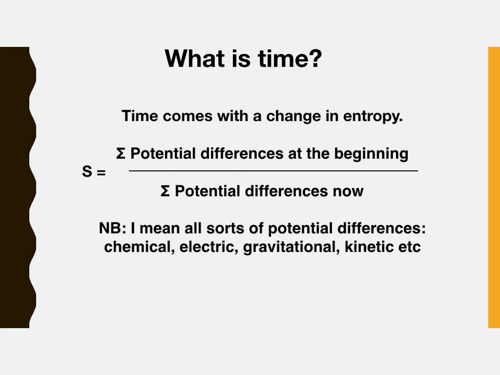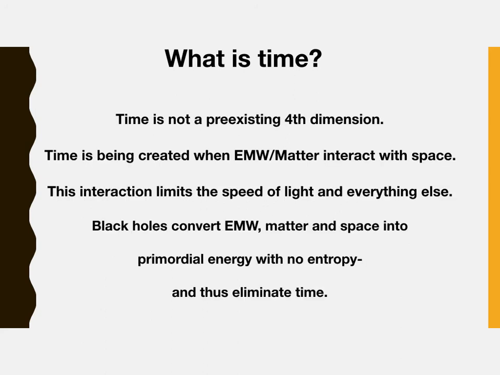And you may remember that entropy in my little universe is the sum of all potential differences at the beginning of our universe divided by the sum of all potential differences now. Time is not a pre-existing fourth dimension. Time is being created when electromagnetic waves or matter interact with space. This interaction limits the speed of light and everything else. Black holes convert electromagnetic waves, matter and space into primordial energy with no entropy, and thus eliminate time.